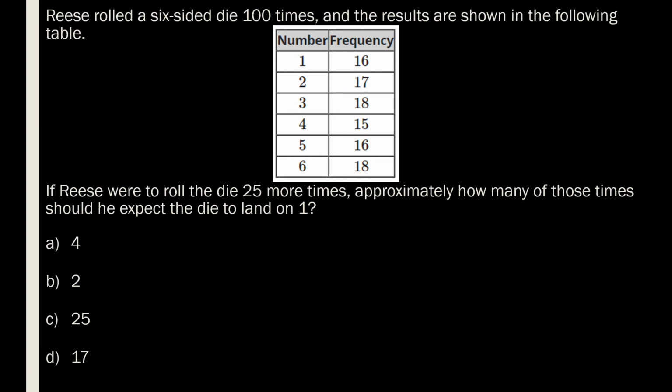Our next question says that Reese rolled a 6-sided dice 100 times, and the results are shown in the following table. If Reese were to roll the die 25 more times, approximately how many of those times should he expect to land on a 1? Okay, so here I have 16 times I rolled a 1. So first let's start with the probability. I have 16 times out of the 100 that I rolled, right? It says up here that he rolled this dice 100 times, right? So I have 16 over 100 because that's how many times he actually rolled that 1.